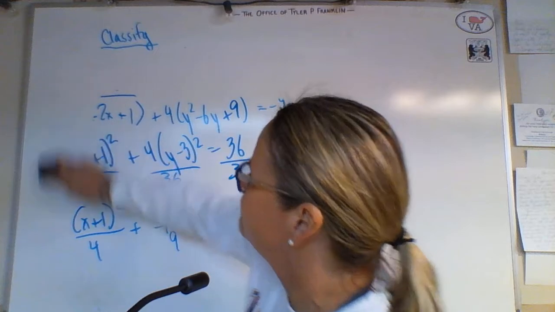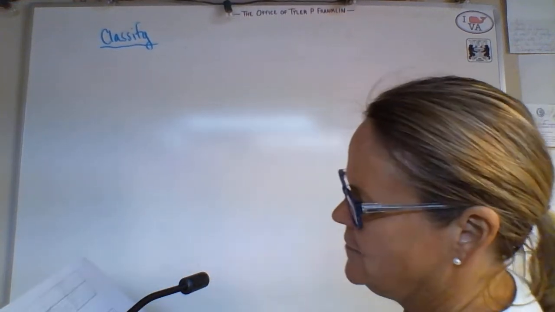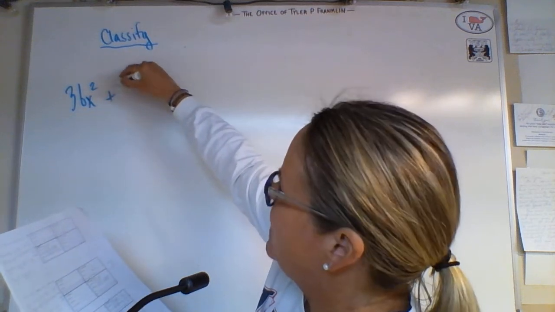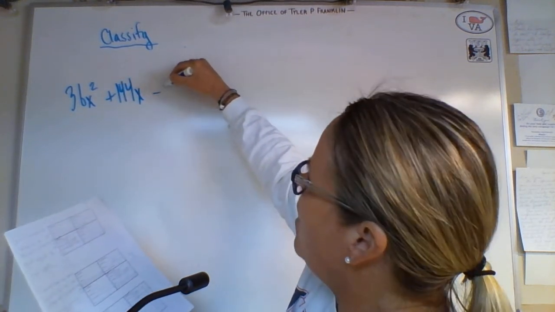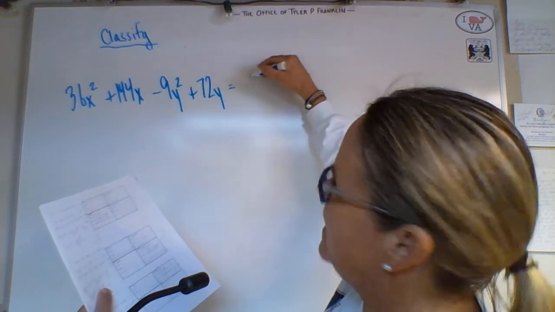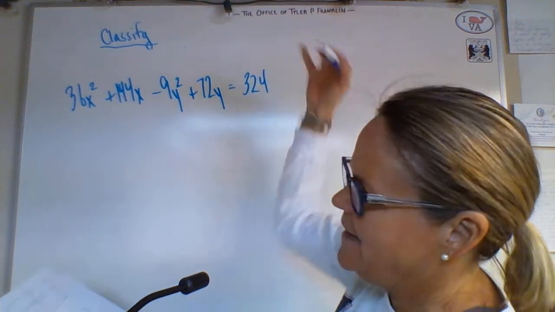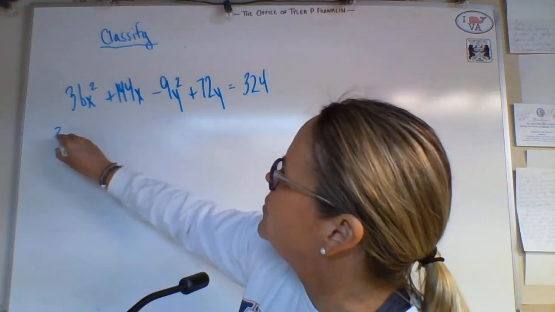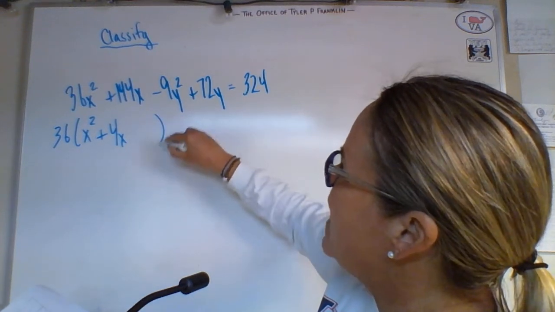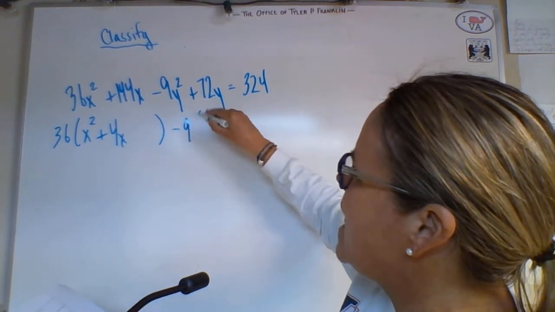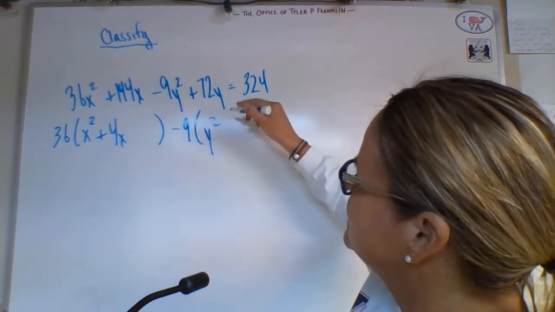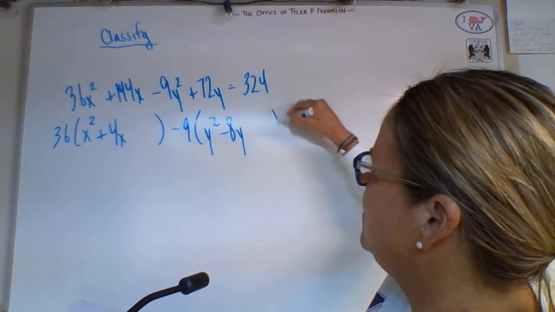Okay, next one. Trying to go quick. So next one, put my x's. So I've got that. Put my y's. And then take that negative 324 and add it to the other side. Take 36 out. I have x squared plus 4x. Now you are taking out a negative 9. So since you took out a negative 9, that sign is going to change to a minus 8y.